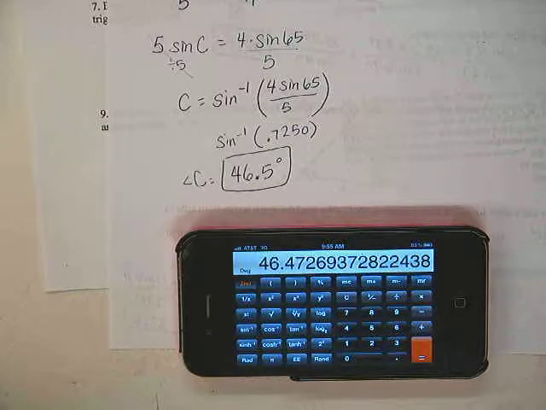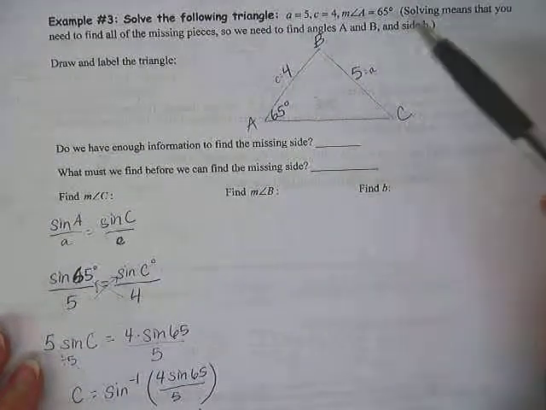Okay, now guess what? The other examples we've done already today, we've just solved for one little thing. This problem, we are going to do what's called solving the triangle. And that means solving everything that's missing.